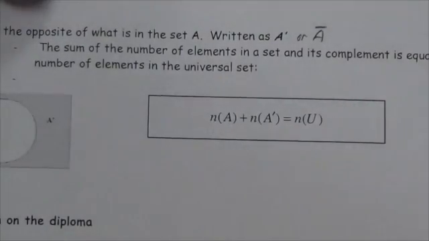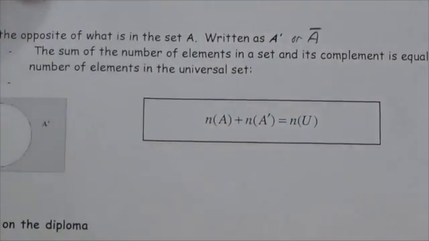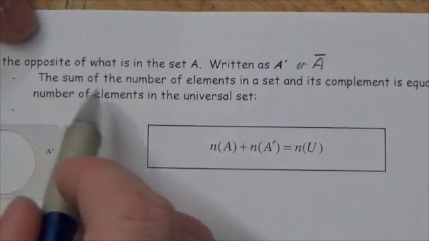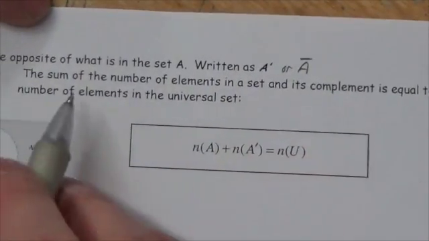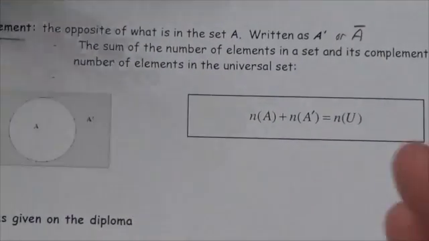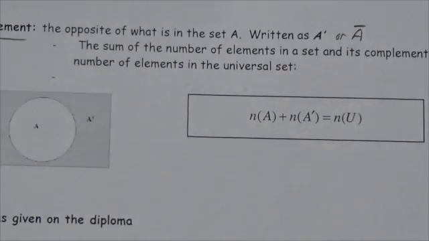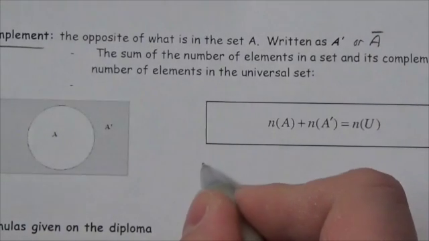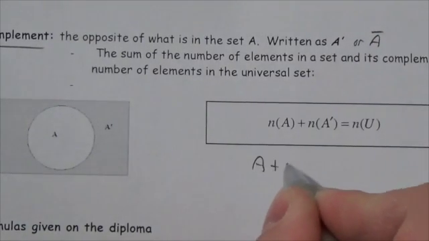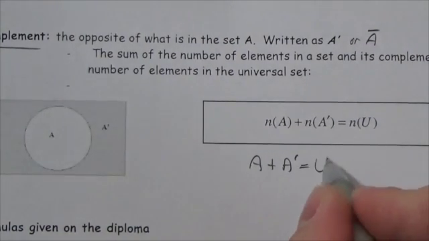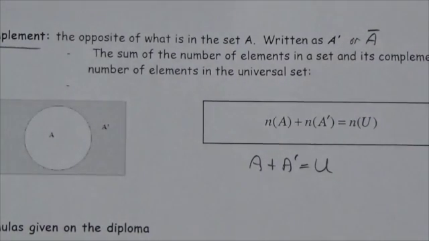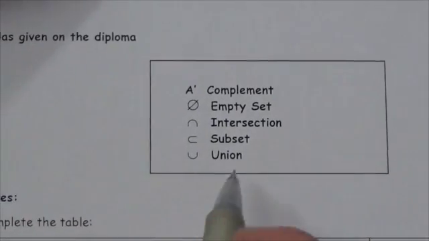That's probably the best we can say right now. And it's reiterated here: the sum of the number of elements in a set and its complement is equal to the number of elements in the entire universal set, because that's what a complement is. Together, they equal the whole thing. In fact, if you took A plus A primed, adding the sets together, you would get the universal set.